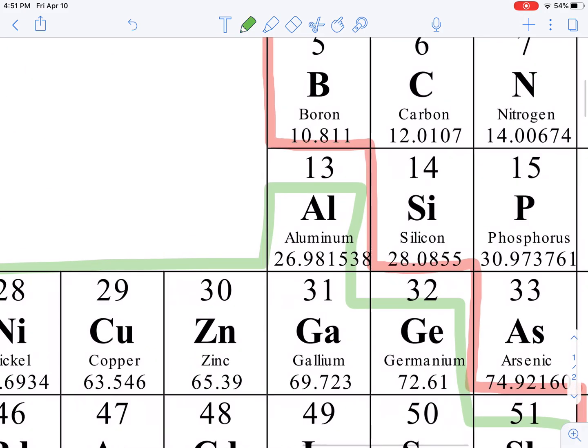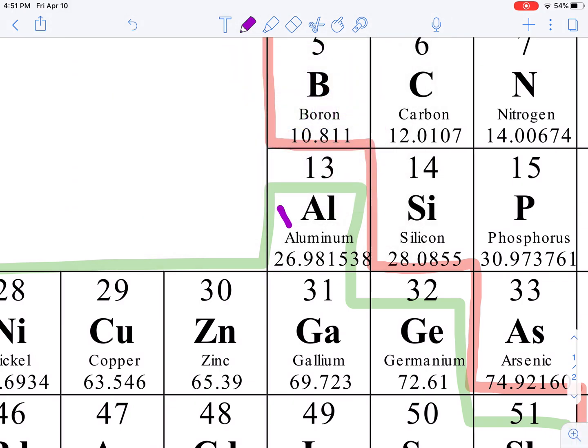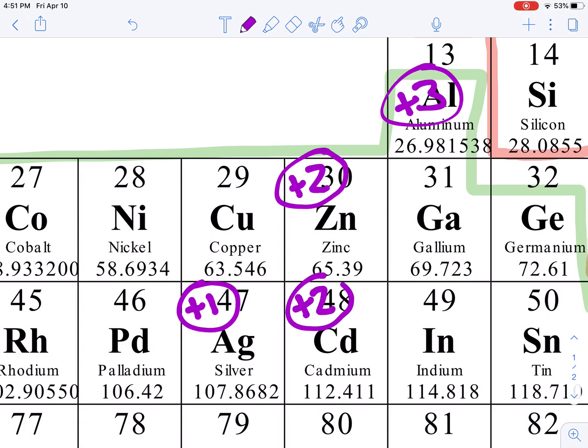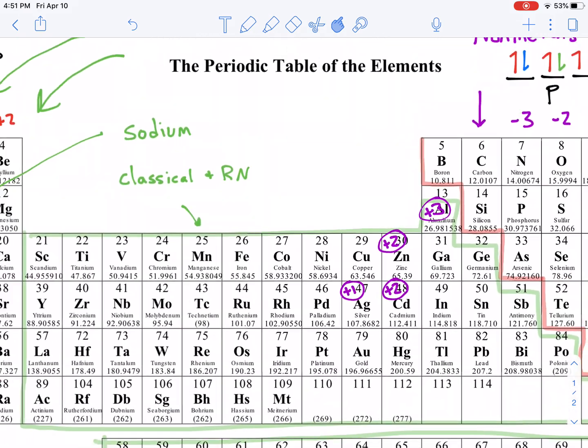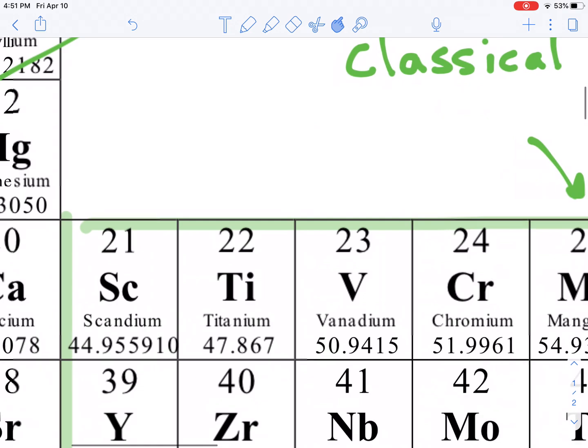So those 5 are aluminum. Let me write these in purple. Aluminum is always a +3. Always, always, always. Zinc is always a +2. Silver is always a +1. So you'll notice we have a little staircase going there, 1, 2, 3. And cadmium is in the same column as zinc, so it's also always a +2. So those 4 aren't bad. And then finally, the last one to be aware of that always has a single charge is scandium. So over here, scandium is always a +3.